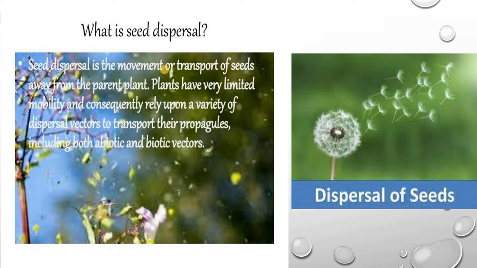Now plants, you all know, have very limited mobility. They cannot move from one place to another. So obviously, they have to rely upon a variety of dispersal vectors to transport their propagules, including both abiotic and biotic vectors. Vector means the mode, the mode of transportation. So it requires both abiotic as well as biotic vectors.